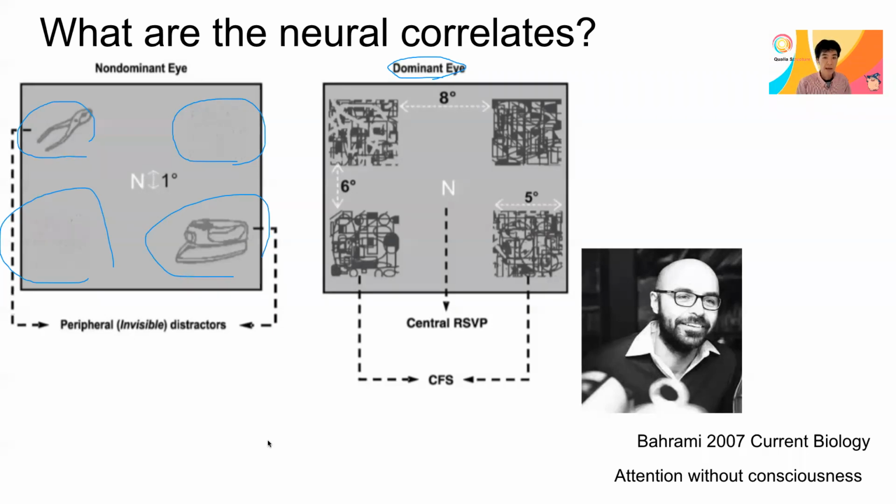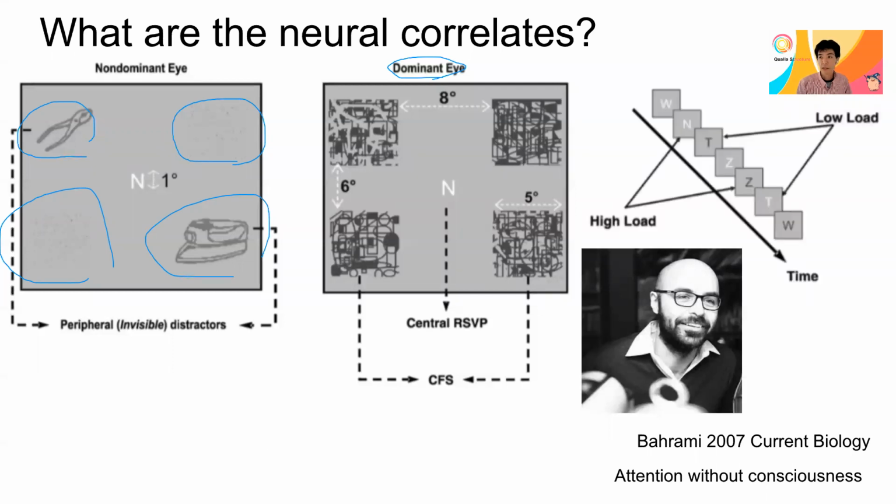The critical thing in this experiment was to add a third component. Both eyes saw this central letter here, a white N, but over time Bahrami presented either W, N, or T, Z, Z, T, W, and so on, either black or white. Then he asked subjects to count or press a button when some kind of target appears.